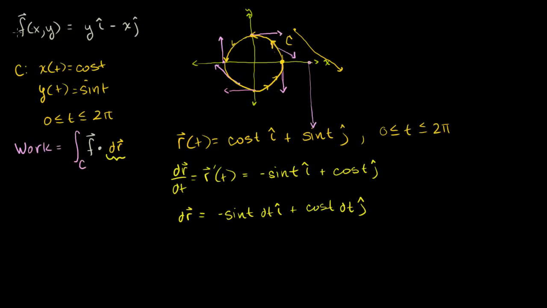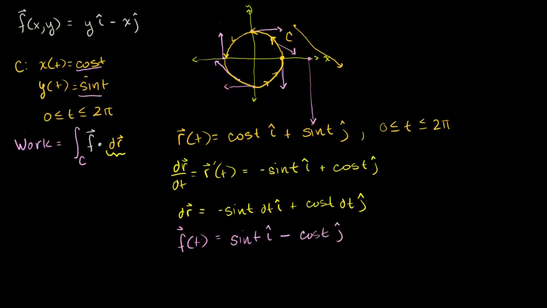So let's do that. This guy right here, if I were to write it as a function of t, this is going to be equal to y of t. Y is a function of t. So it's sine of t times i, plus, or actually minus x of t. X is a function of t. So minus cosine of t times j. And now all of it seems a little bit more straightforward.